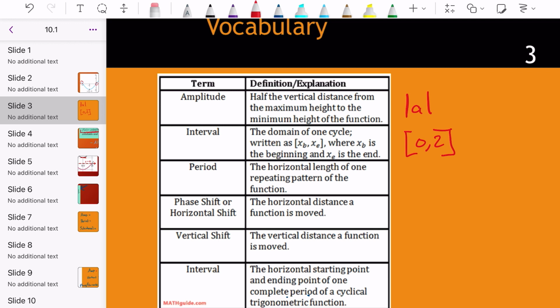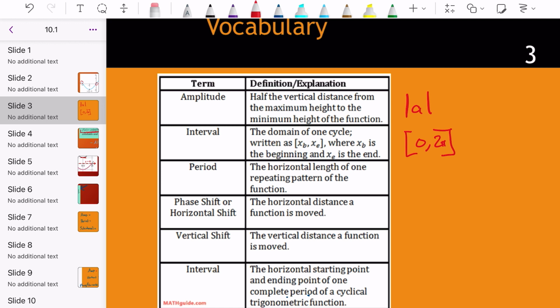Next thing would be a period. A period is a horizontal length of one repeating pattern of the function. Now this period can happen anywhere. We can see this occur from 0 to 2 pi, but we can also see this occur from 0 to -2 pi. So it can occur in any direction as long as it is going through an entire cycle through that phase.